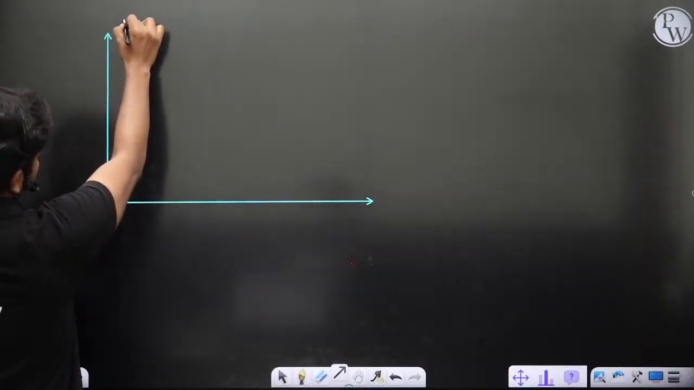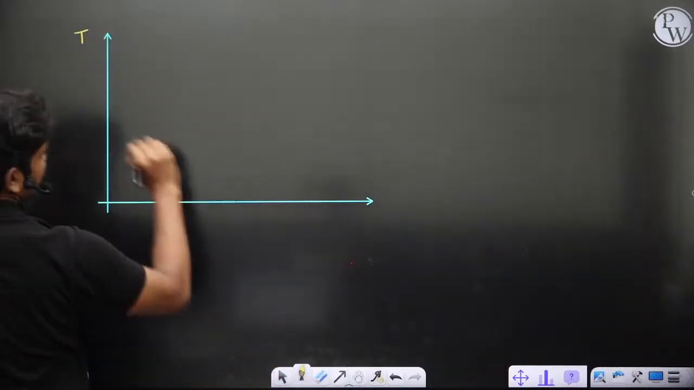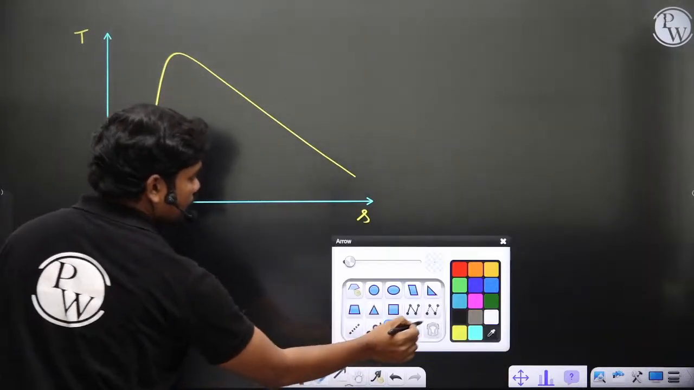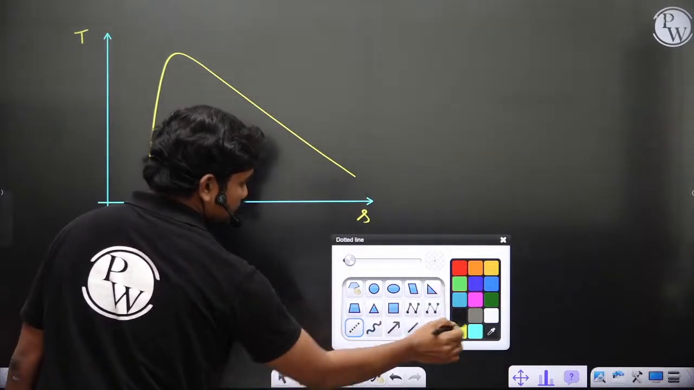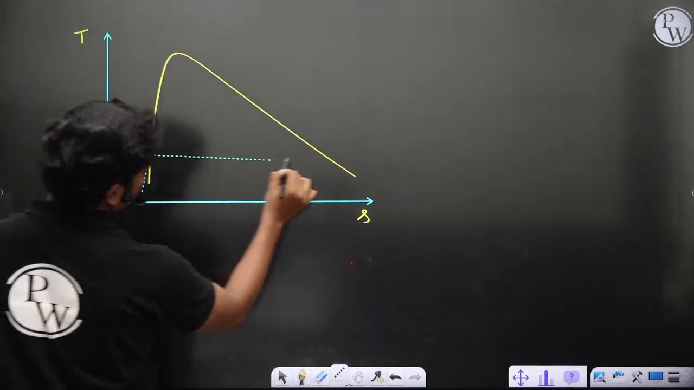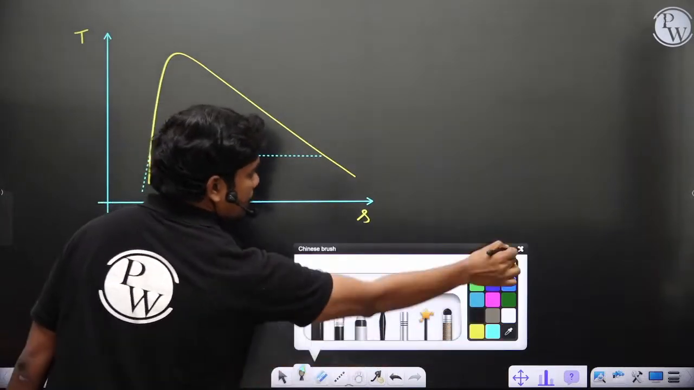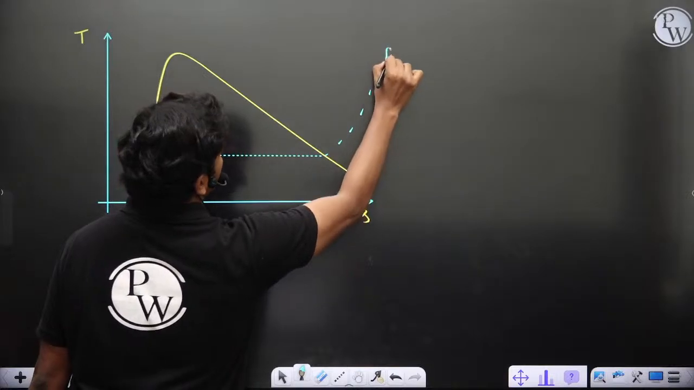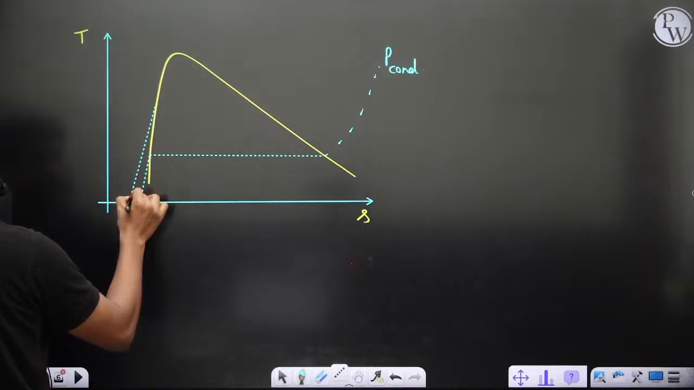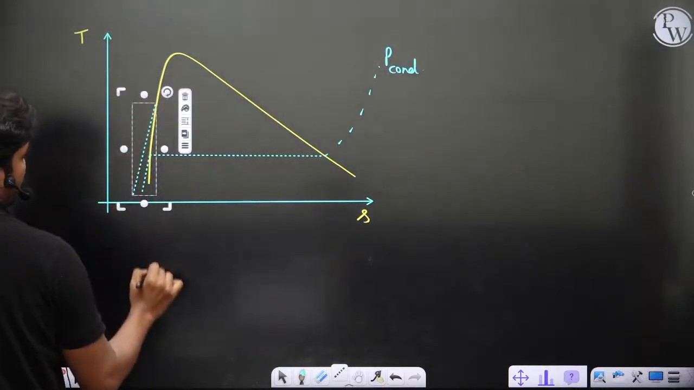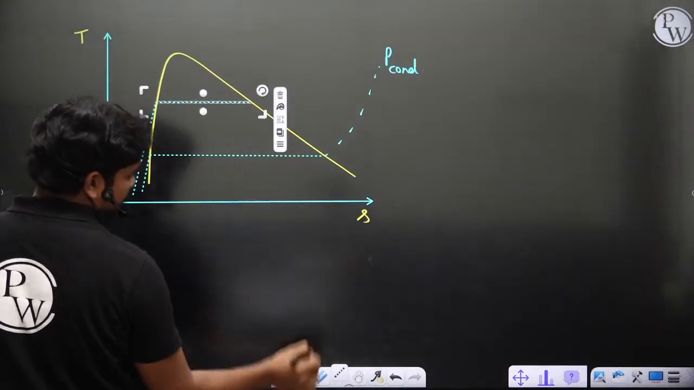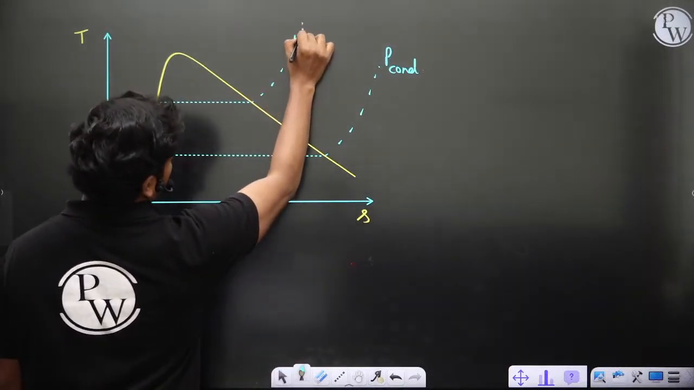If you have this TS directly, so T and S, let's say I am drawing the dome like this. Now let's say I am drawing again two constant pressure lines. See carefully, guys. I want to talk about some important concepts here.